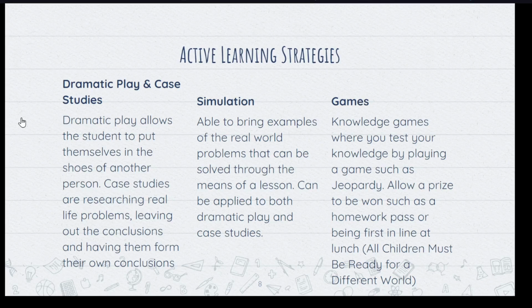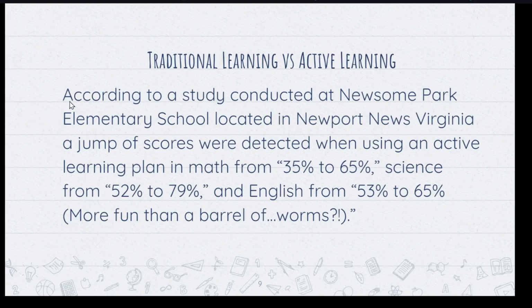So, traditional learning versus active learning. According to a study conducted at Newsome Park Elementary School in Newport News, Virginia, a jump in scores was detected when using an active learning plan: in math from 35% to 65%, science from 52% to 79%, and English from 53% to 65%. Basically, they were teaching with a traditional learning plan, and then they moved to an active learning plan, and they saw an increase in all test scores: math, science, and English.